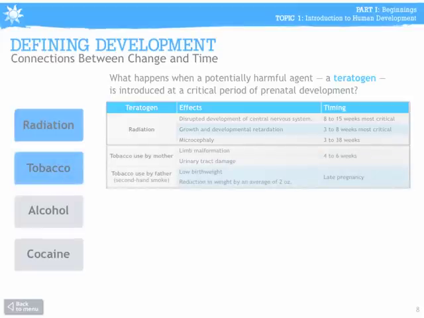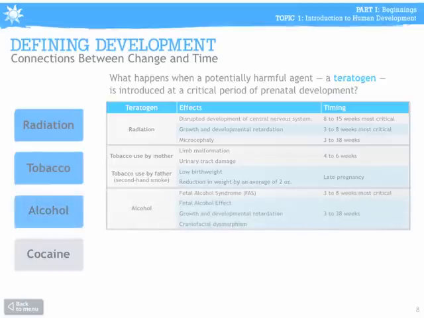Tobacco, we know that children have lower birth weight and they can actually have some other issues, and that can affect them throughout the entire pregnancy. Alcohol, we know that the 3 to 8 weeks is absolutely the most critical in terms of fetal alcohol syndrome. Same thing, so many people don't even realize they're pregnant at that time. We can have fetal alcohol effect, growth and developmental retardation, and craniofacial dysmorphism.